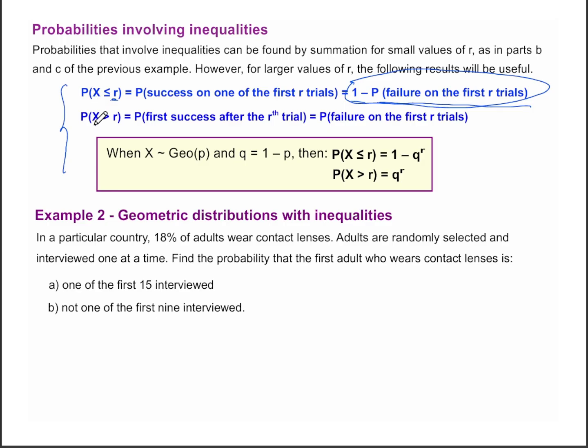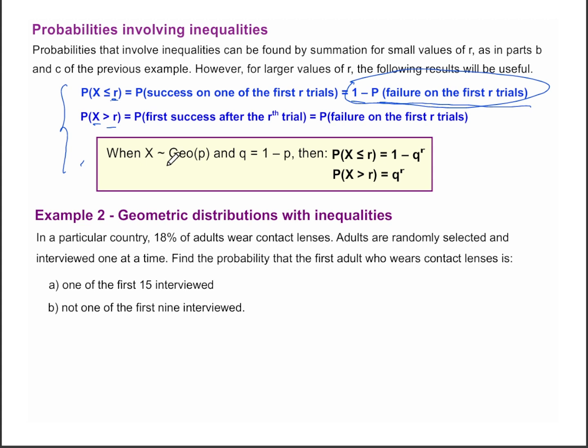On the other hand, if you want the success to happen after the first r trials, that means we just want the first r trials to all be failures. The probability of getting your first success after the rth trial just means you want the probability of the failure in the first r trials. So if you want it to happen after the third trial, that just means you want your first 3 trials to be failures. And we have this simplified with a formula.